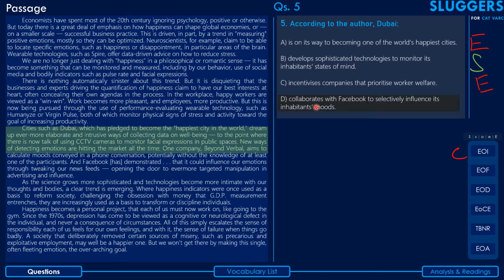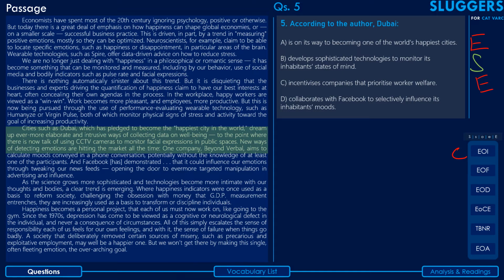According to the author, Dubai collaborates with Facebook to selectively influence its inhabitants' moods. Now, once again, Dubai has been talked about, Facebook has been talked about, and in fact, they have both been talked about in the same paragraph. But that does not mean that they'll be collaborating unless it explicitly mentions that. And the paragraph does not mention that Dubai collaborates with Facebook to selectively influence its inhabitants' mood. So the paragraph does not say that. This collaboration point is totally a gross distortion.